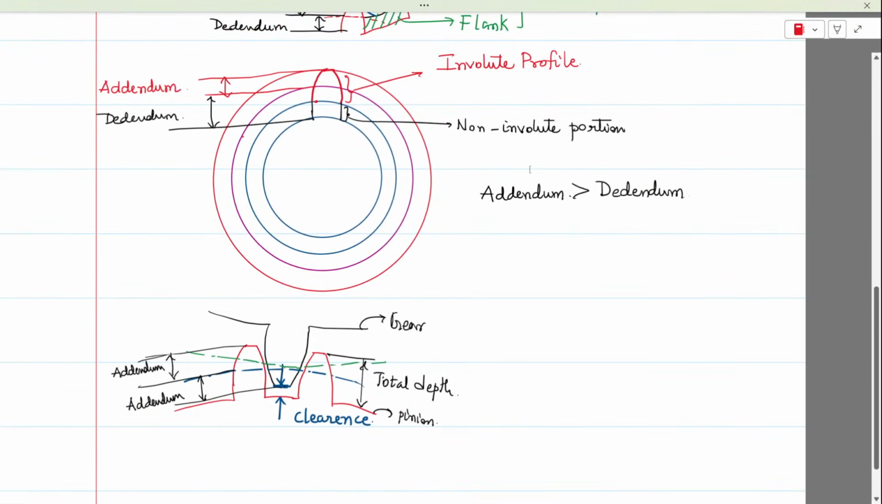Here I said, okay, let me just reverse it. I was saying dedendum to be greater. Although I have written it incorrectly, I was saying that dedendum is greater. So dedendum is greater than addendum. Remember that.